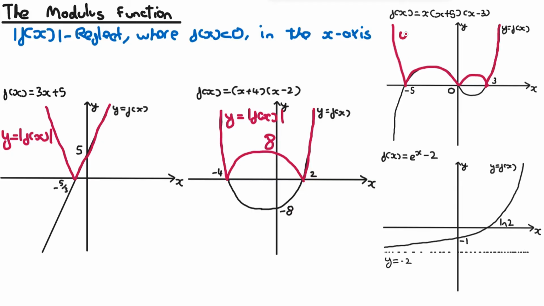And this is the graph y is equal to the modulus of f of x, and all the roots and the y-intercept stay the same. And then for the final example, e to the power of x minus 2. So this part here is fine because this is on top of the x-axis like this, but this here is below the x-axis, so it's going to be reflected, and it's going to look like this here. The asymptote is also reflected in the exact same way.